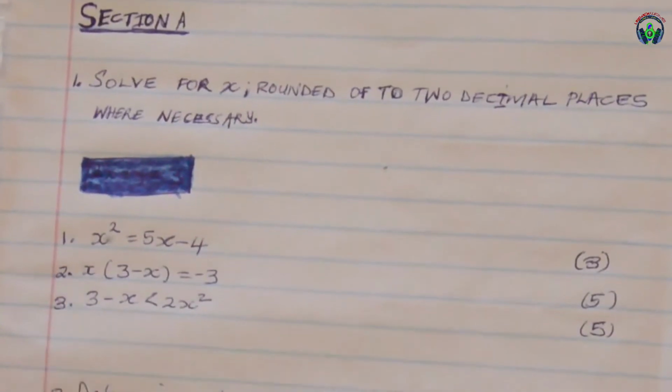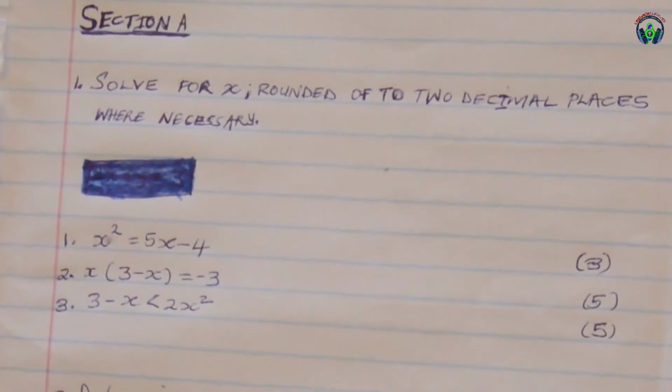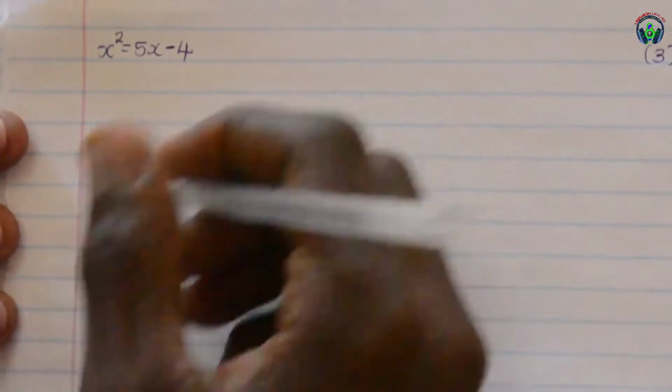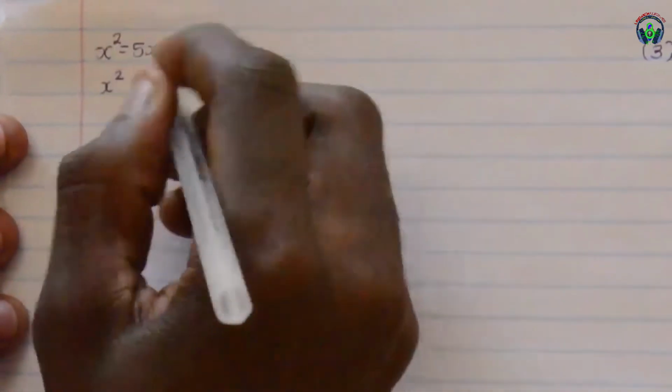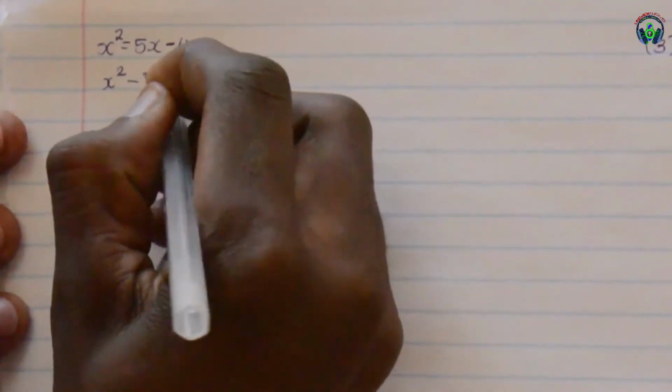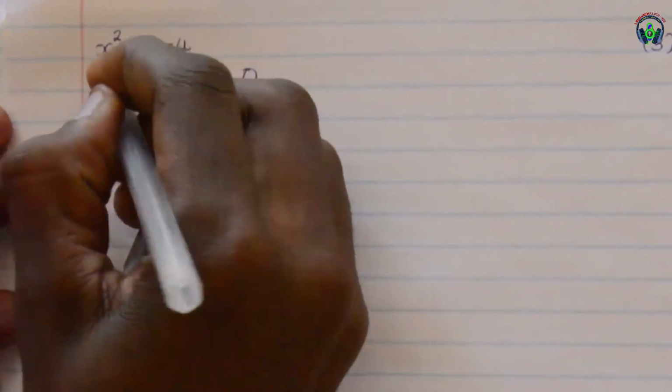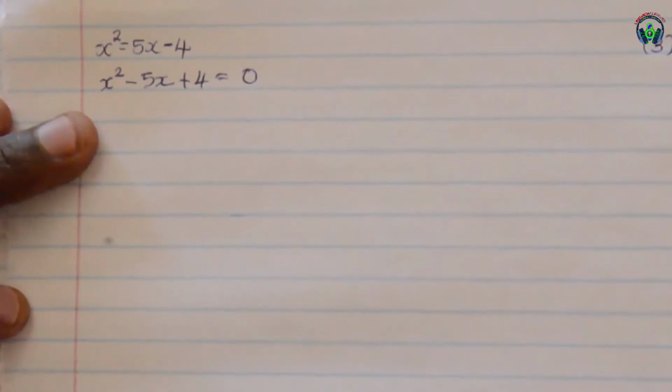So what I have here with me is section A, solve for x rounded off to 2 decimal places where necessary. Number 1, x squared equals 5x minus 4. We're given this equation. So the first thing that we notice is that we have to make all the terms go to one side of the equation, of the equal sign, that is. So we take every term from the right hand side and we move it to the left hand side. Now we have x squared minus 5x plus 4.